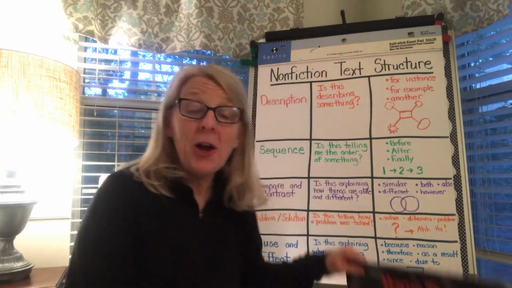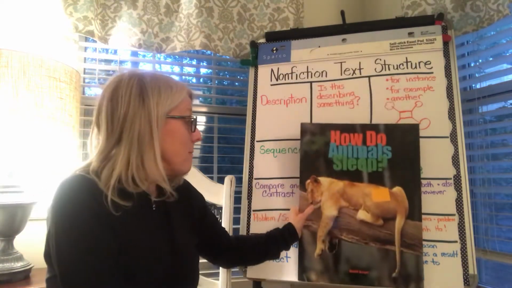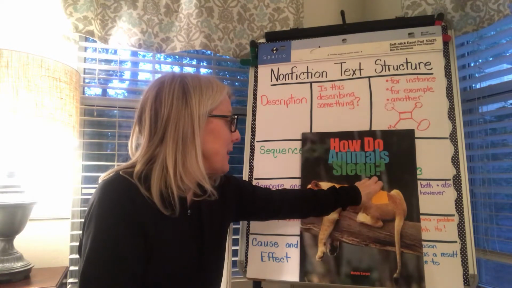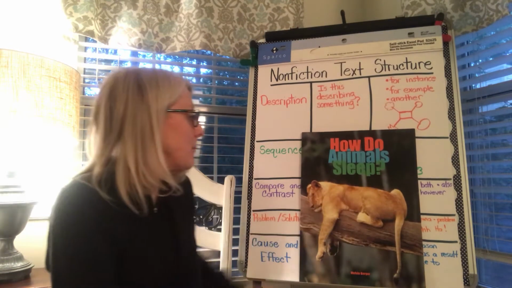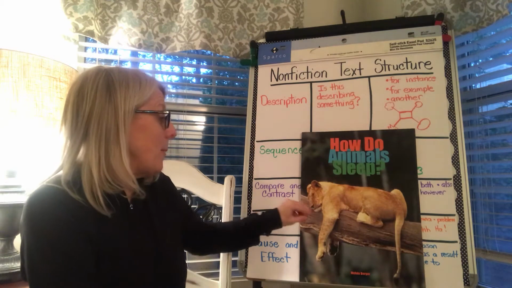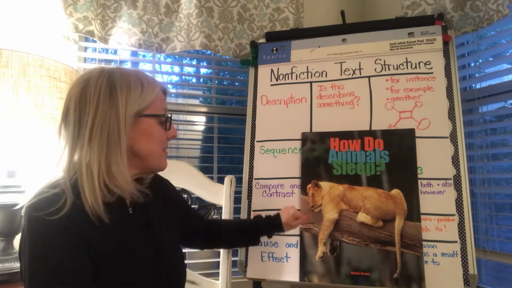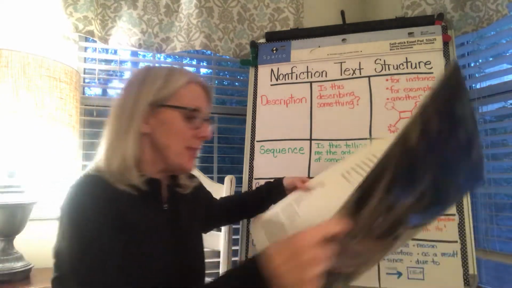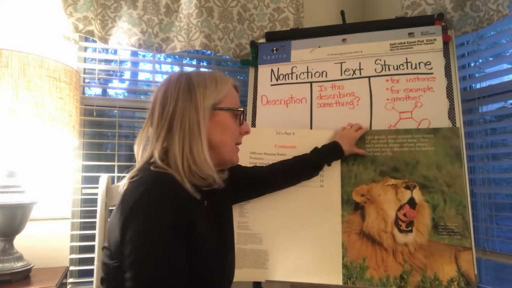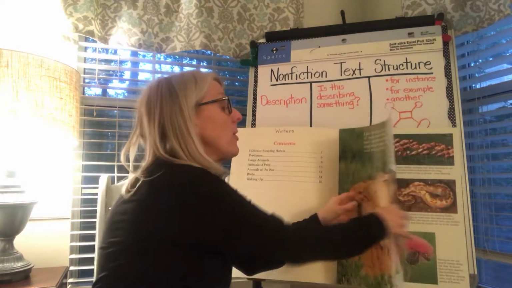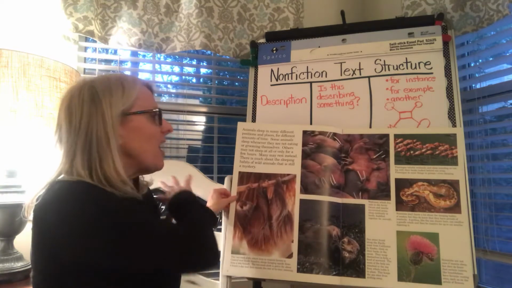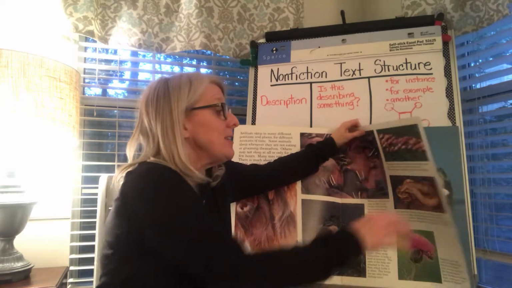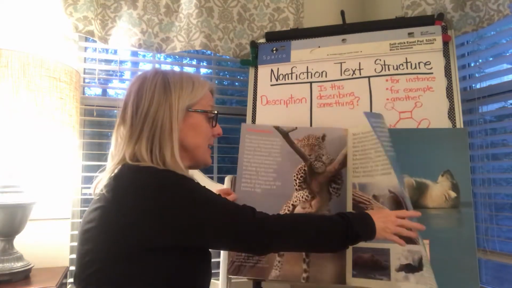Now, I want to show you a couple of books. First of all, this book is How Do Animals Sleep? Okay? How do animals sleep? And look at that sweet picture. I love it. This whole book talks about different animals. It starts with the lion and the king of the jungle, and then all the way through it talks about every kind of animal that almost you could think of, and the different ways that they sleep.